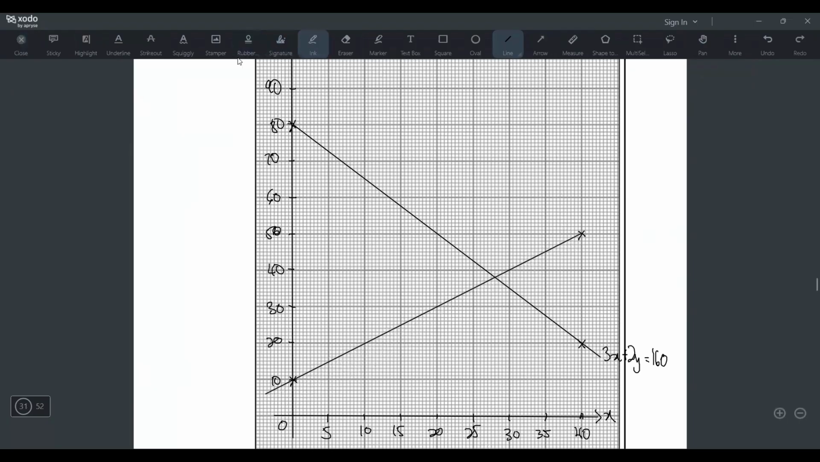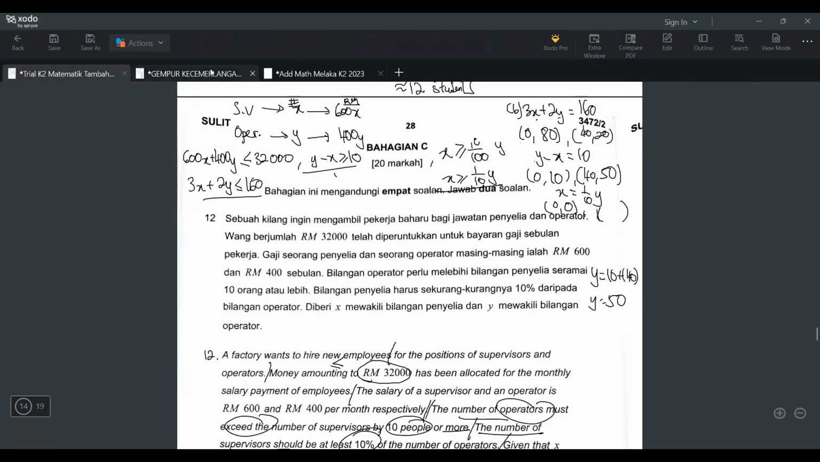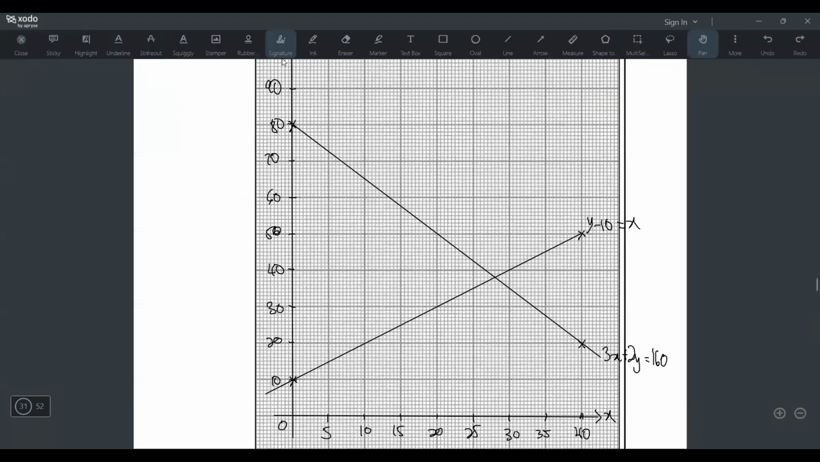Okay, don't forget to write the equation. And what's the equation? y minus 10 equals x, right? y minus 10 equals x. Yeah. Now, y minus, oh, mistake. y minus x equals 10.